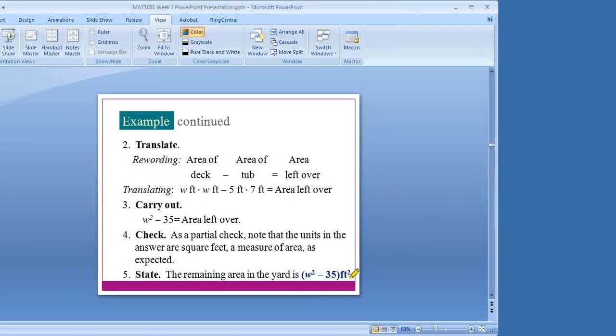Remember, square feet or square units of any kind does not mean we have to do more math. It's just a label. If that bothers you, you can write out feet squared or square feet or whatever, but don't think there's more math to do just because you see an exponent in the label. But all word problems do need to have the label.